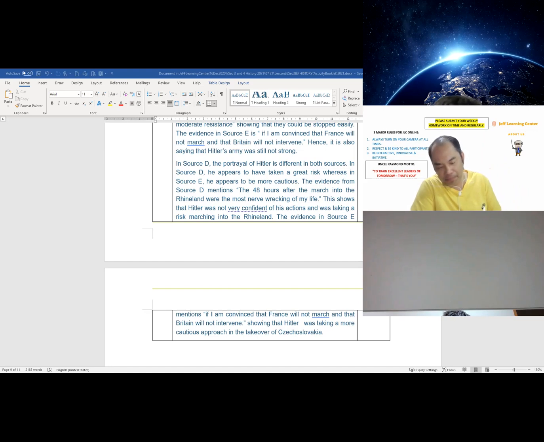Similarly, source E states, I shall only decide to take action against Czechoslovakia if I am convinced that France will not march and that Britain will not intervene. This suggests that Hitler seemed to be afraid of France and Britain, as they might attack him if he attacks Czechoslovakia. However, his main intention was to buy time, and it's not that he is afraid, so that he could find the best opportunity to attack Czechoslovakia.